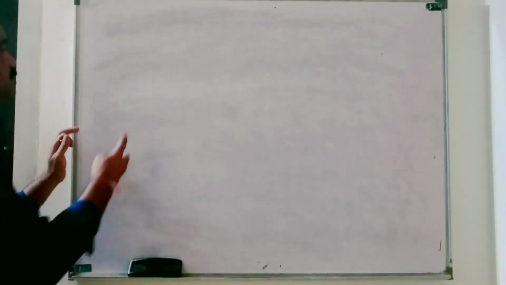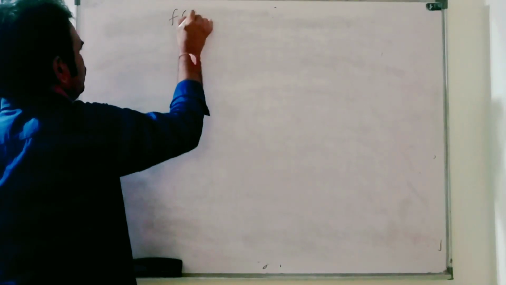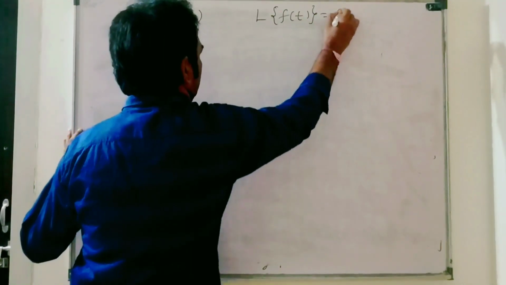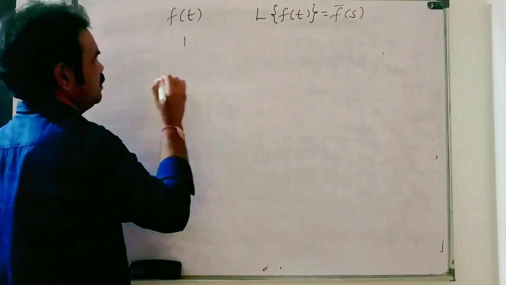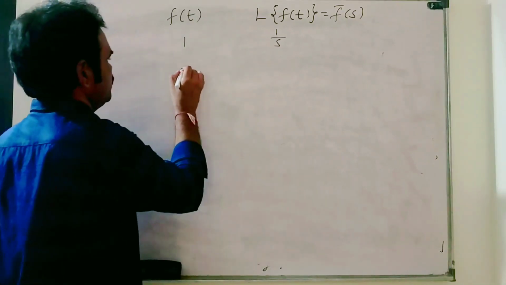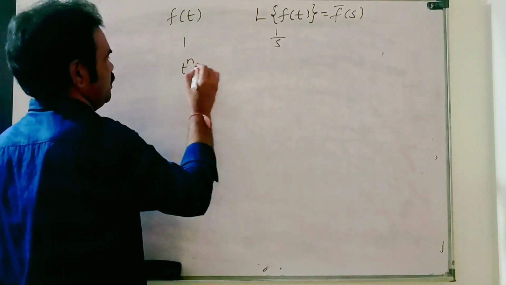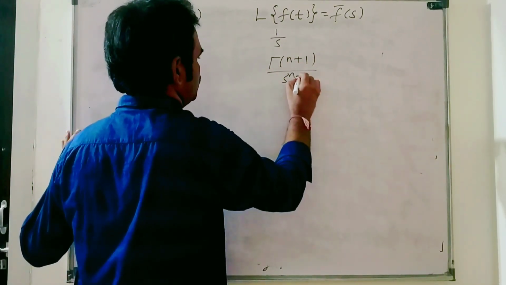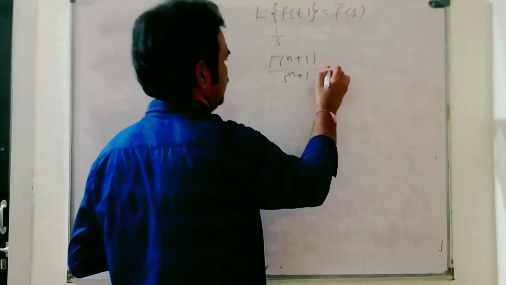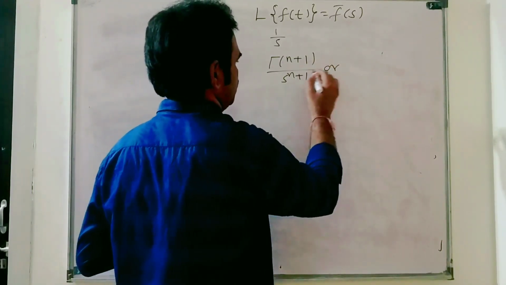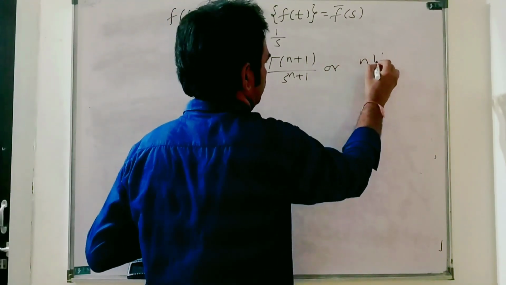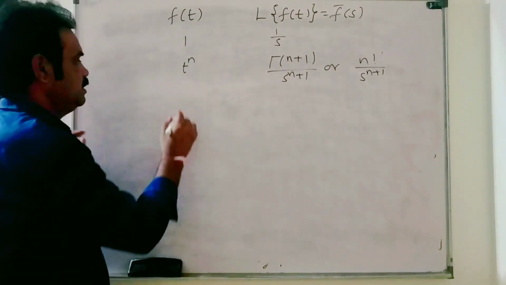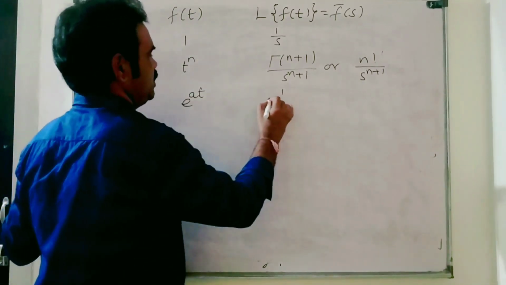Let us see the formulas once. F of t, L of f of t, that is f bar s. L of 1 is 1 by s. L of t power n is gamma n plus 1 by s power n plus 1. Or if n is a non-negative integer, n factorial by s power n plus 1. L of e power at is 1 by s minus a.